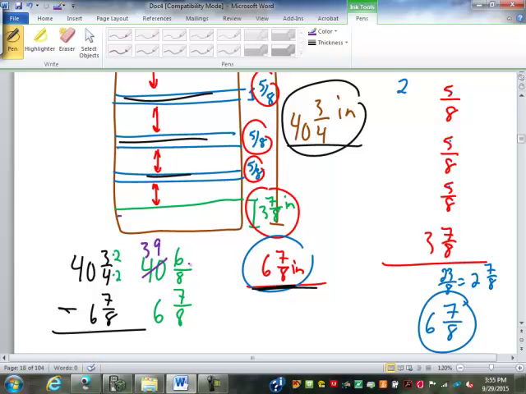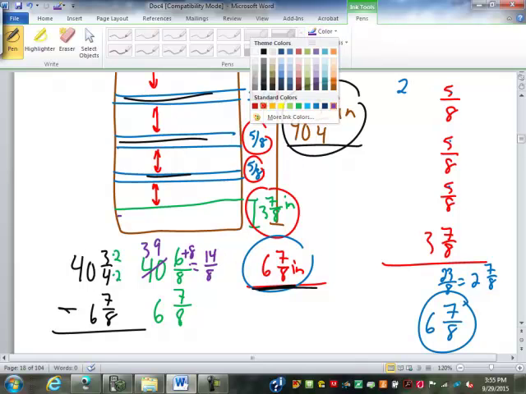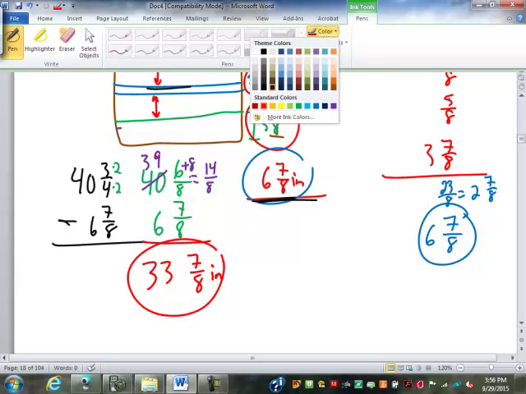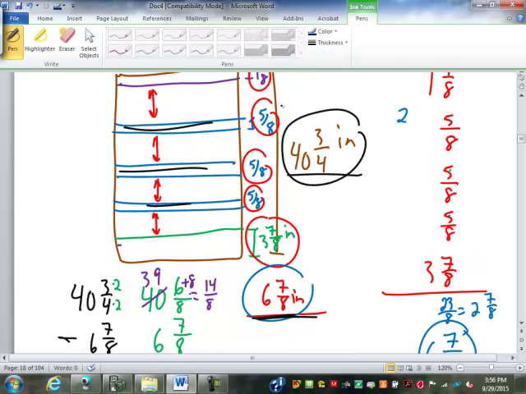This is 39. What's this become? Remember, when we borrow, it's the denominator that tells us how much we borrowed. One full object is 8 pieces, so 6 plus 8 is now 14/8. 14 minus 7 is 7/8. 39 minus 6 is 33. So there's 33 7/8 inches of empty space left over. So that's the empty spaces after we take out the thickness of the shelves.